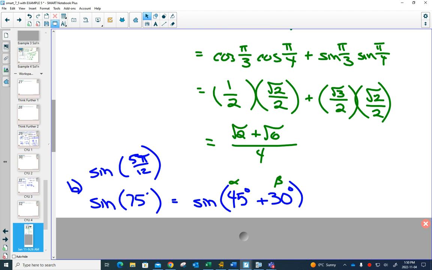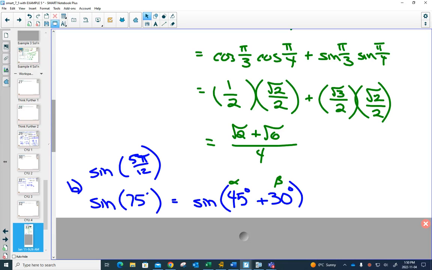Can you see that you could take, for example, 120 minus 45? That would work. You have to take two values that are on your pi plate that add or subtract to make the pi over 12 that you want, whether it's in degrees or radians. And by the way, 75 degrees, if you change it to radians, would be 5 pi over 12.